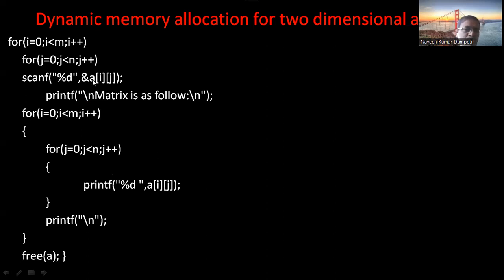Next, storing of values we do the normal way, using the array name in a nested for loop with a scanf statement. This is the normal way we do it in regular two-dimensional arrays. This is the regular way of printing the values from a two-dimensional array. And at the end, freeing the allocated memory.